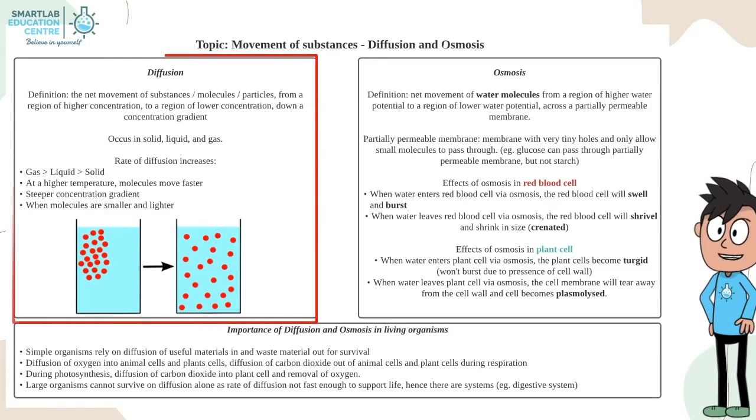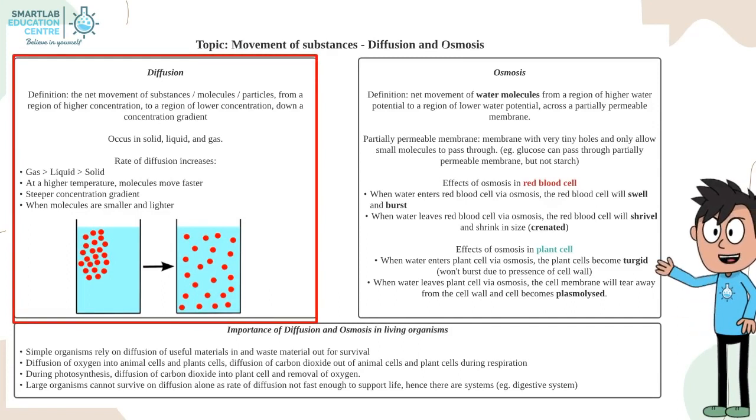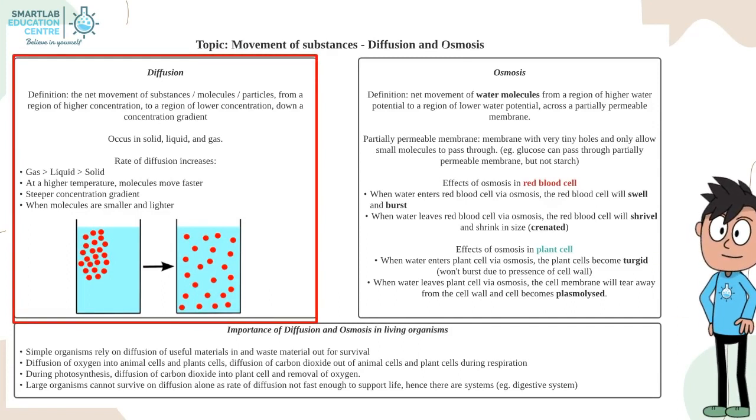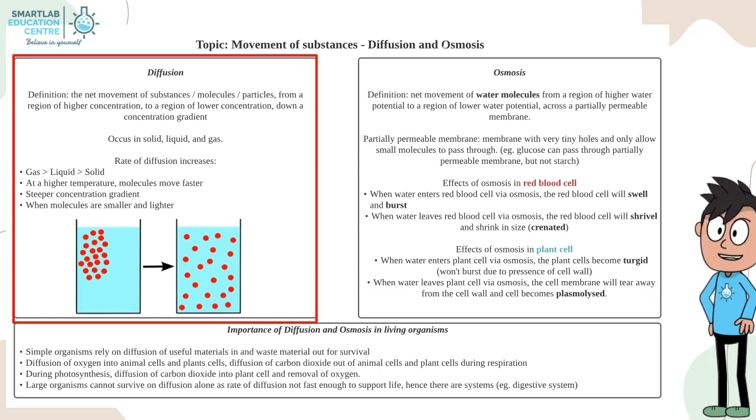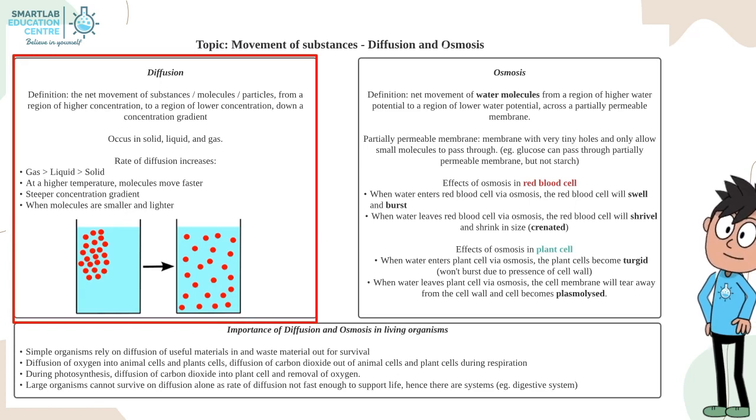Diffusion is the net movement of substance, molecules, and particles from a region of higher concentration to a region of lower concentration, down a concentration gradient. It occurs in solid, liquid, and gas. Rate of diffusion increases by these factors. Gas is faster than liquid and liquid is faster than solid. At a higher temperature, molecules move faster. Steeper concentration gradient. Lastly, when molecules are smaller and lighter.